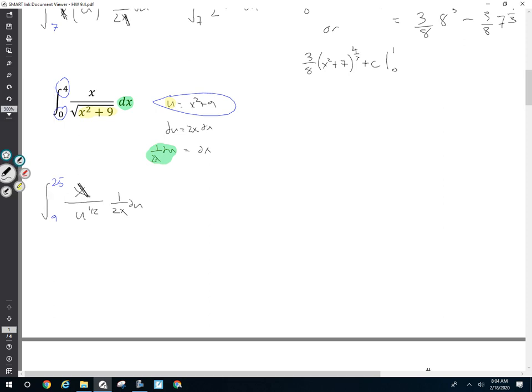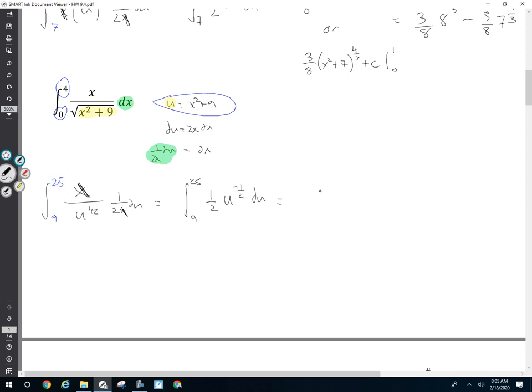The x's cancel. I'll rewrite this so I can take the antiderivative. Probably best to change it into a negative power and use the power rule. It's not a -1. Any other power, you use the power rule except for -1.